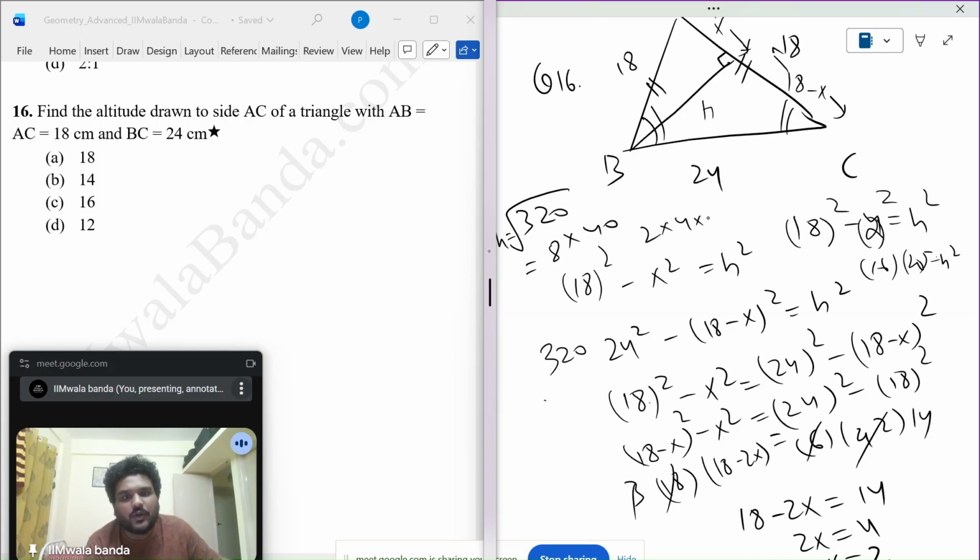Two into 4 into 4 into 10, or 4 will come out. This is 5 into 3. 2 will come out and root 5.